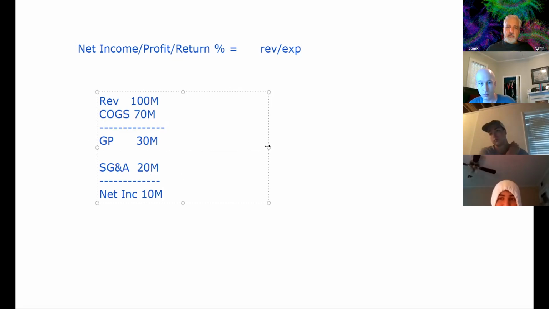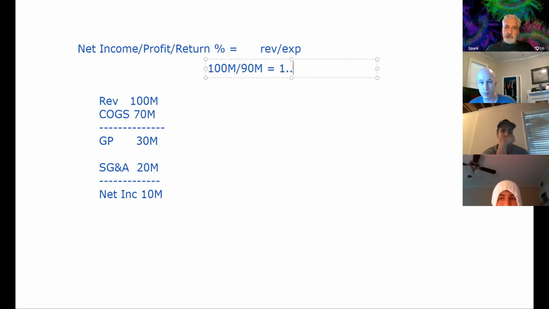So that's a good start. That's our income statement. So my next question is, if I take revenues of 100 million divided by what expenses? My SG&A expense, my cost of goods sold expense, all my expenses? 70 and 20, that's all my expenses. I get 1.11. That's not going to give me a net income percentage. Let's try a different formula.